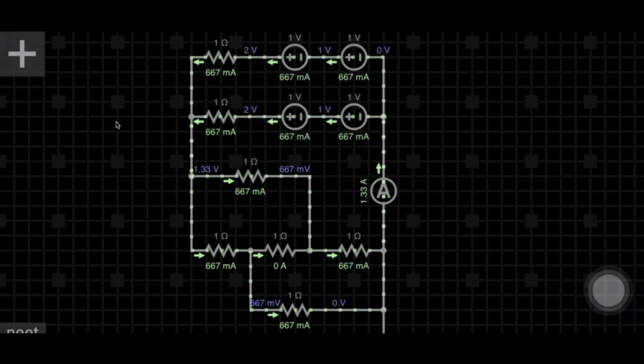In this circuit we have to calculate the current. The answer is 1.33 ampere. How we solve this is, in the bottom part you can see a collection of resistors. Let's solve that part first.